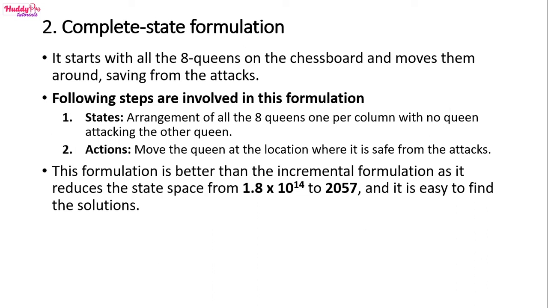The complete state formulation involves 2 steps. We have the states and the actions. The states are the arrangement of the 8 queens, 1 per column, with no queen attacking the other queen. And for the actions, you move the queen to a location where it is safe from the attacks. So this formulation is better than the incremental formulation because it reduces the state space from 1.8 times 10 to the power 14 to a lesser figure, 2057, and it's easy to find the solutions.